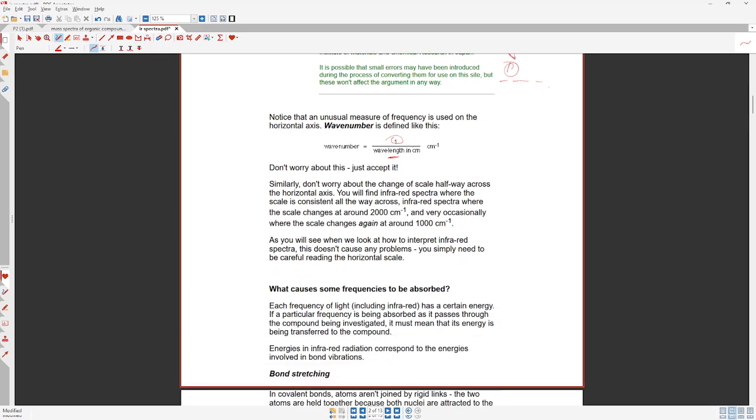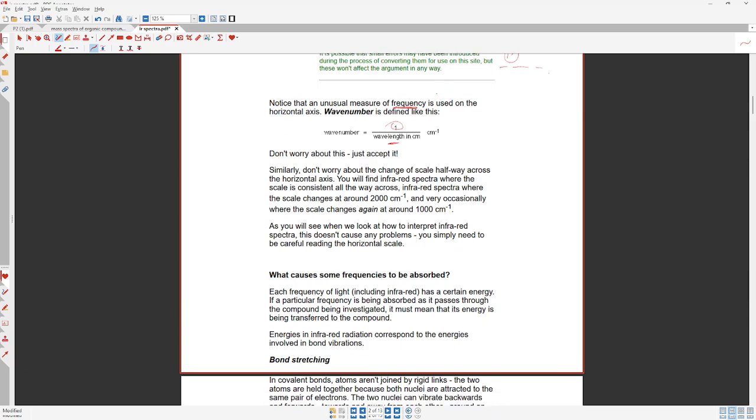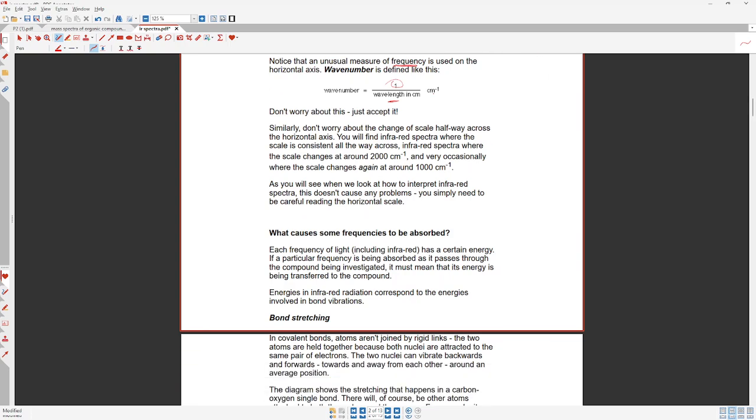So that's going to be a wave, and it's a weird range of frequency. You measure a frequency, it's called wave number, but whatever, right? We shouldn't worry too much about the change of scale halfway across, mainly because we see that the infrared spectrum is consistent all the way through. We will see infrared spectra which are consistent. We will see some which change around 2000, and occasionally some that change again around 1000. So as in, one changes at 2000, and changes again at 1000.